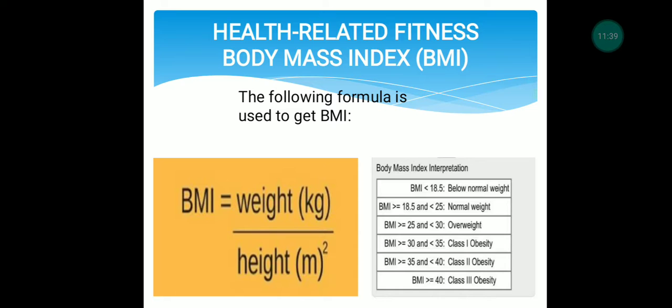So, as I've said, we must belong in the BMI of greater than 18.5 but less than 25. That is interpreted as normal weight. So we must belong in this BMI.